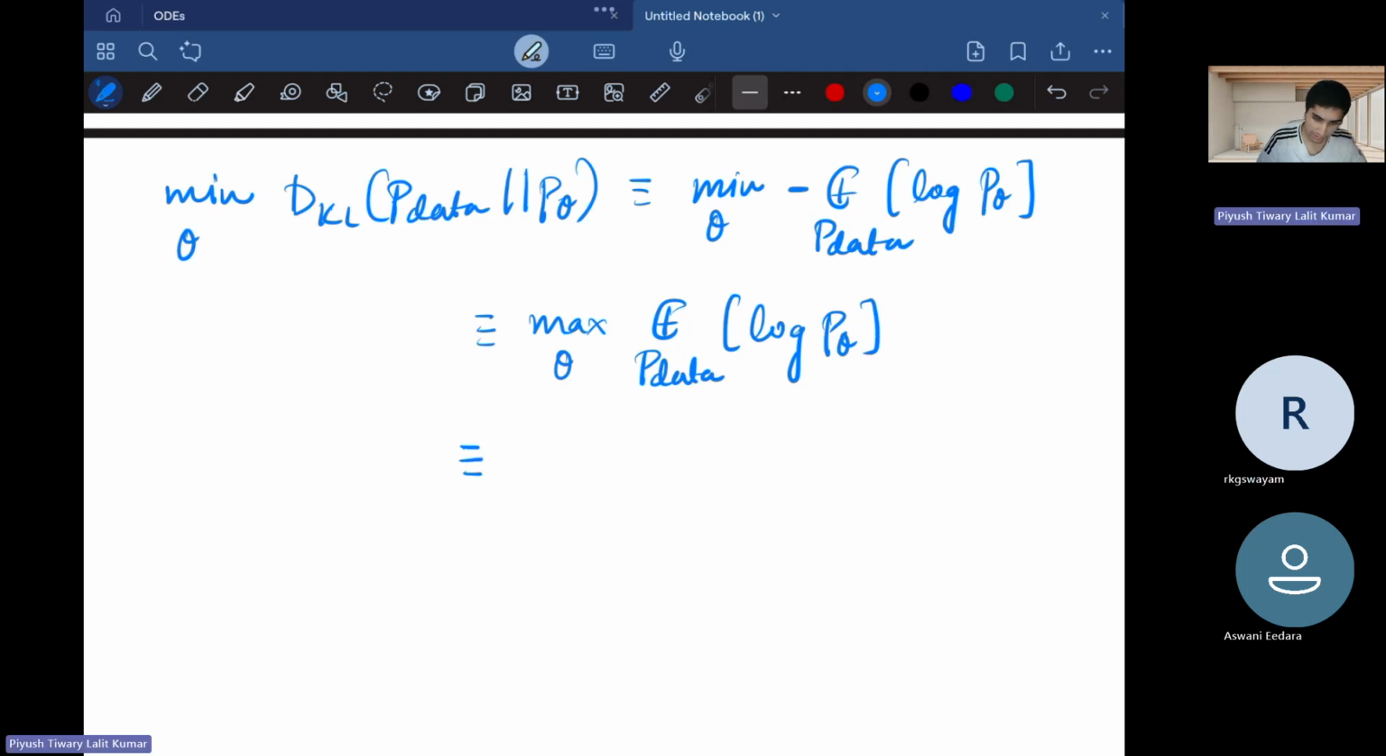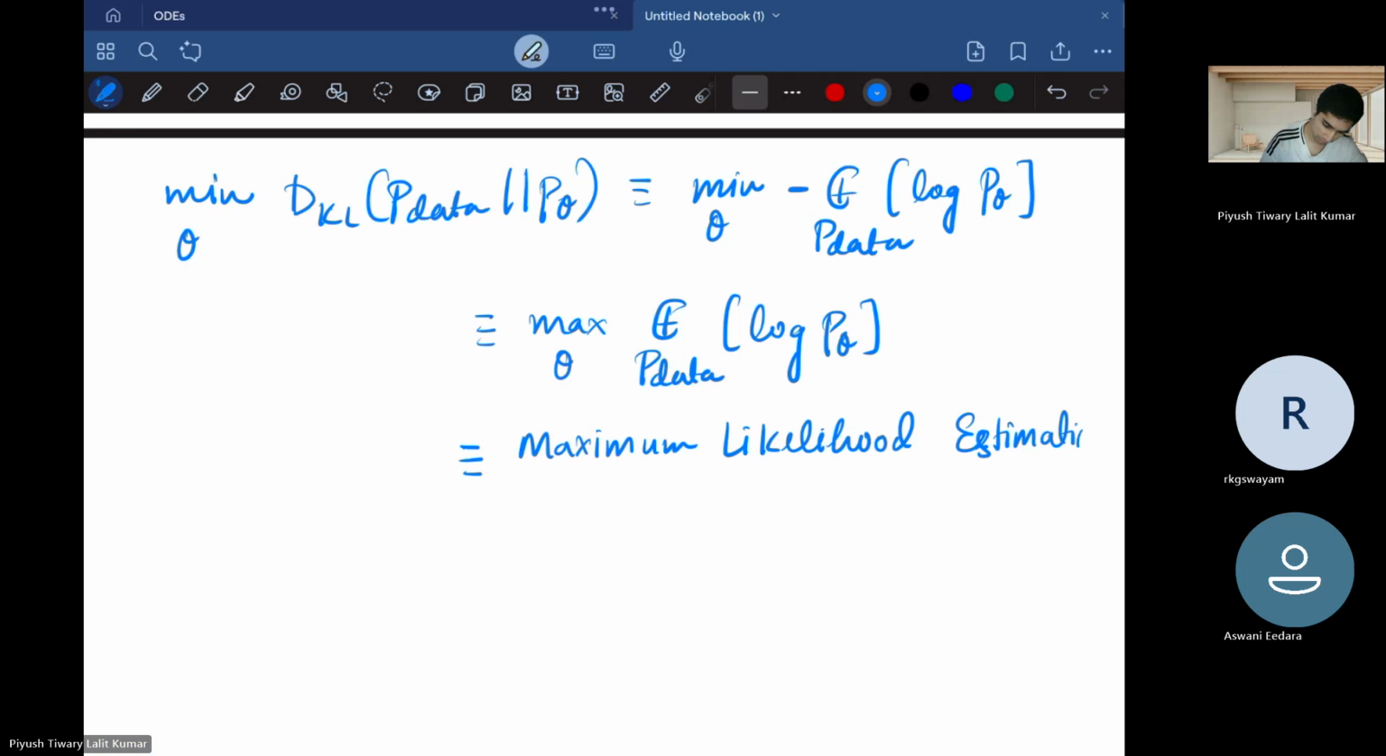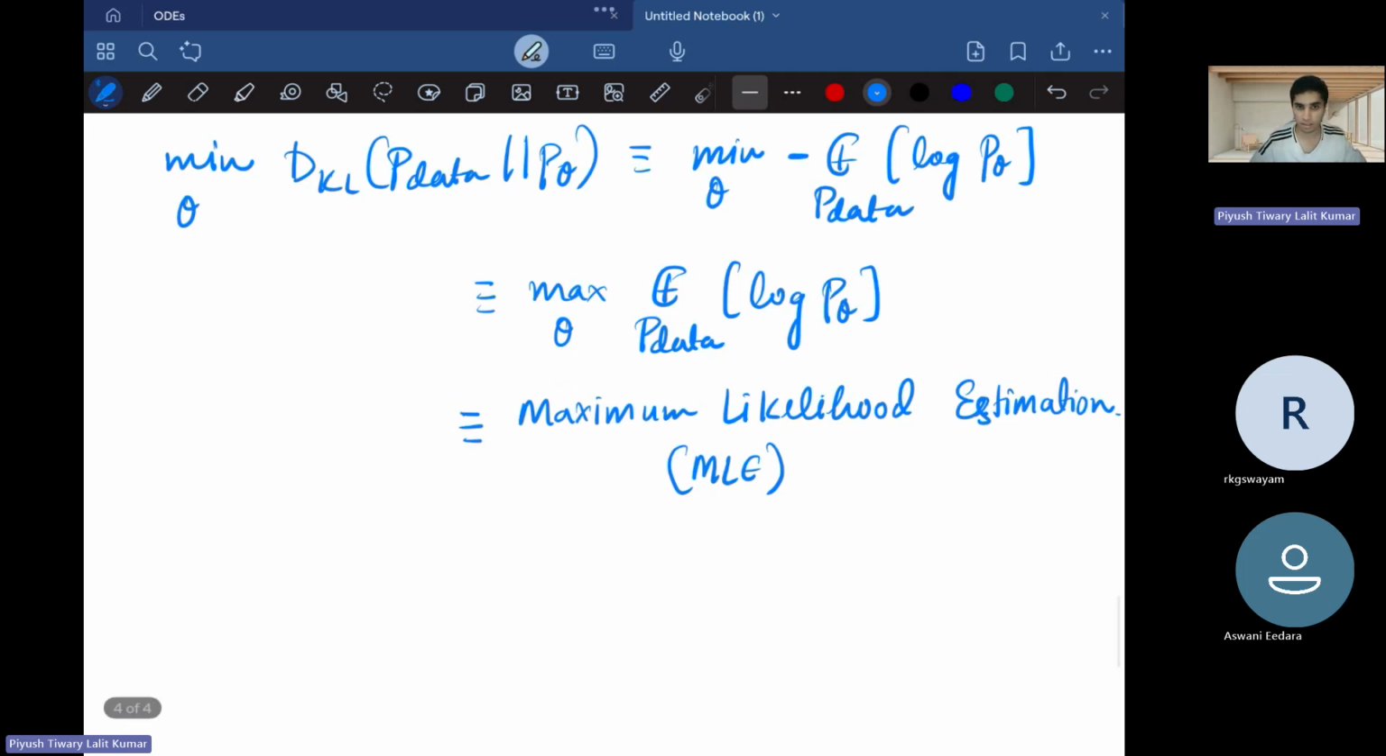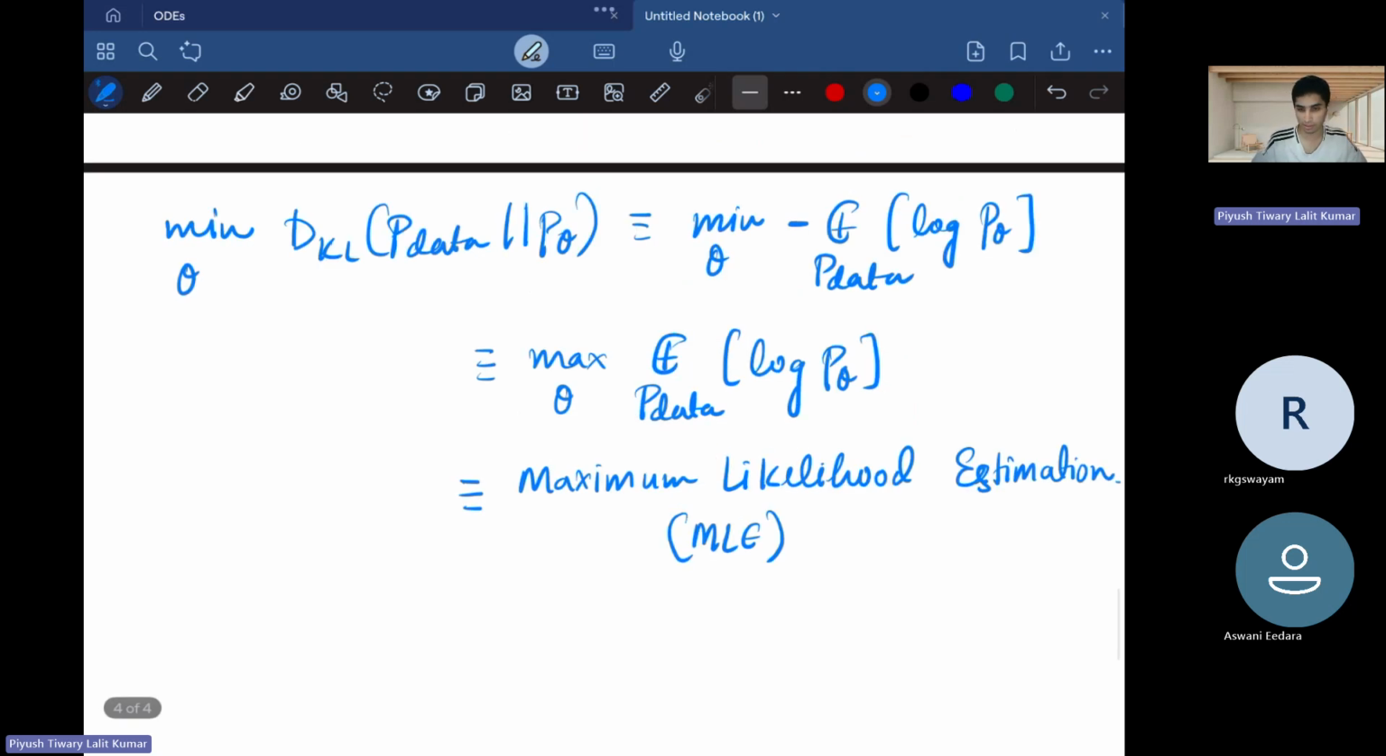Yes. And this thing is exactly what is referred to as maximum likelihood estimation, or MLE in short. So this is the MLE, what people call MLE in general. If you read research papers or books, they talk about the MLE estimate and so forth. This is what they mean by MLE estimate.